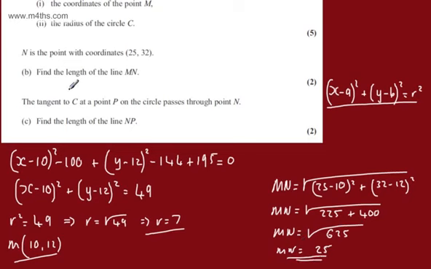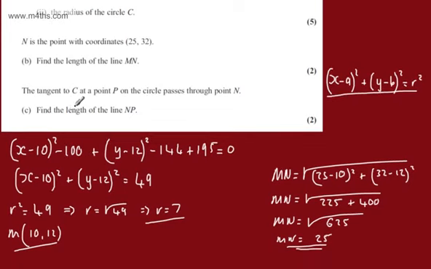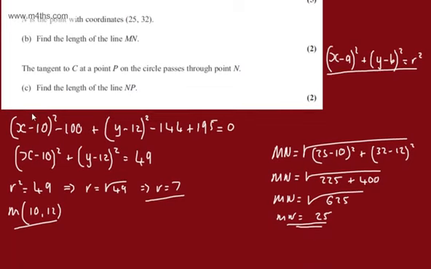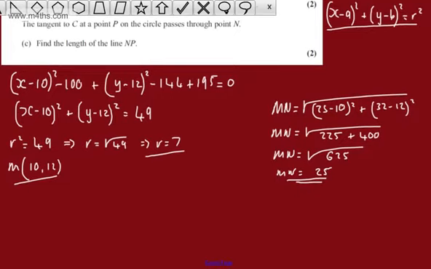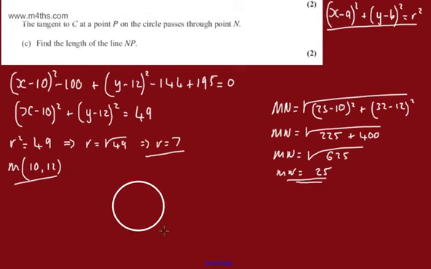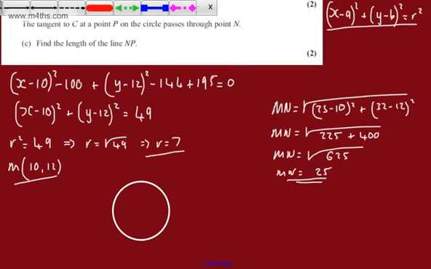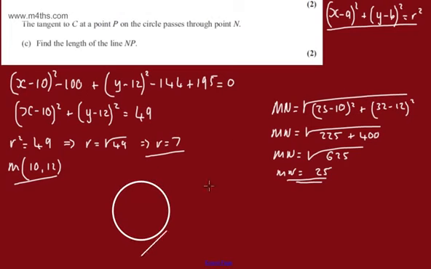We're now told the tangent to C at a point P on the circle passes through the point N. In part C, for 2 marks, we need to find the length of the line MP. A quick sketch will show this should be relatively straightforward. We know that a tangent creates a 90-degree right angle with the radius. So if we have something looking like this, we've got the radius, which is 7 units, and also we found out this distance from the centre out to the point N.